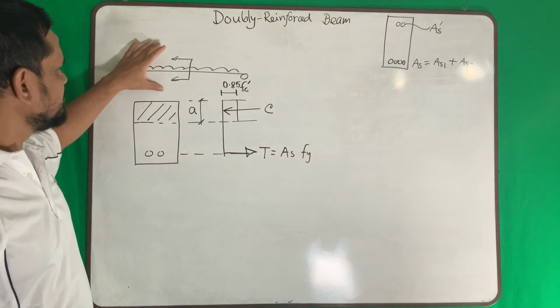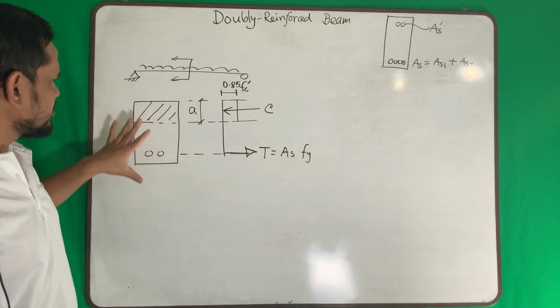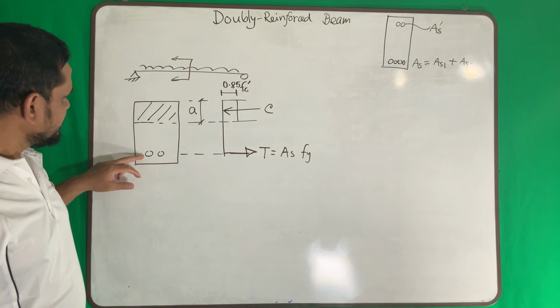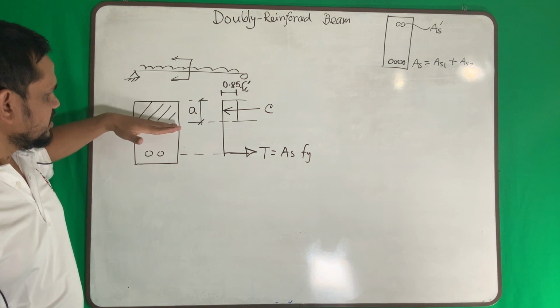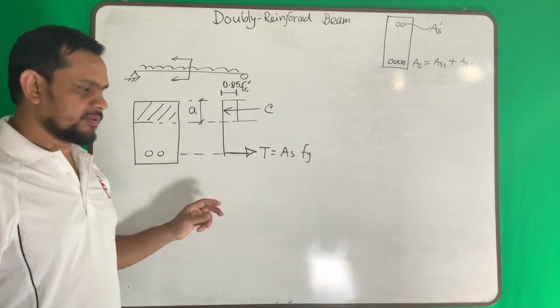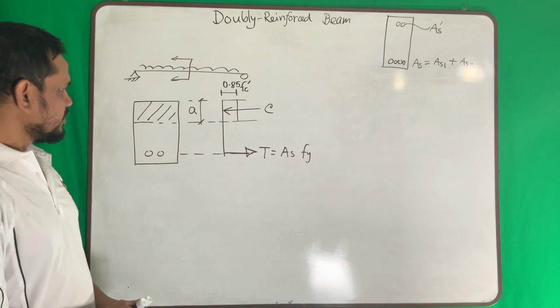So this is a simply supported beam. It has some load. If we take a cross section, it is something like this. There's reinforcement here and there will be compression here. If this is our neutral axis and it is the equivalent stress block, and this depth is A.